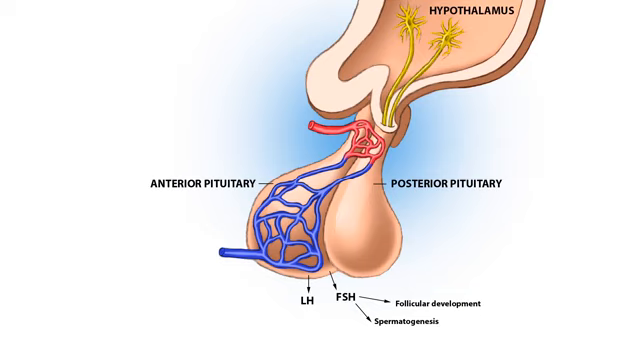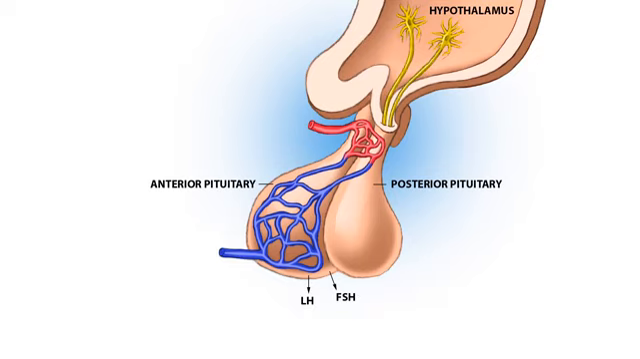LH in women is important in stimulating ovulation and in forming the corpus luteum. It acts on the theca lutein cells to help produce progesterone, and in men it acts on Leydig cells to produce testosterone. So LH is theca lutein cells, corpus luteum, and Leydig cells.